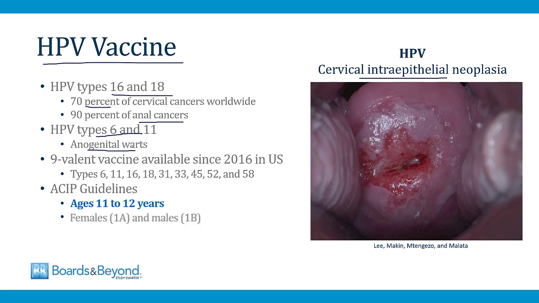So the vaccine that's given for HPV is a 9-valent vaccine. It's been on the market in the US since 2016. It protects against all of these serotypes, which include 6 and 11, the two types that cause warts, and 16 and 18, the two types that cause most cervical cancers. And the ACIP, which is the Advisory Committee on Immunization Practices in the US, has guidelines that recommend that this vaccine be given to children at ages 11 to 12 years of age. It's a stronger recommendation for females, a 1A, a weaker recommendation for males.